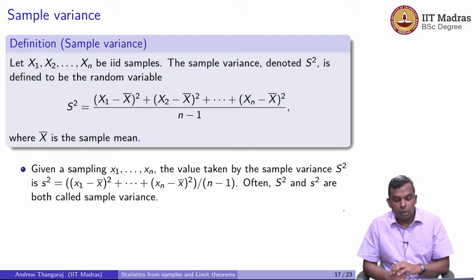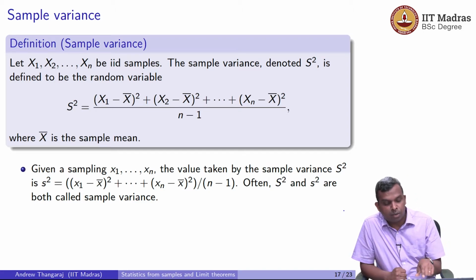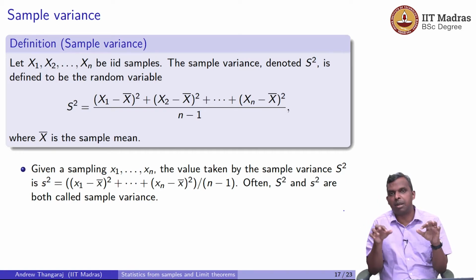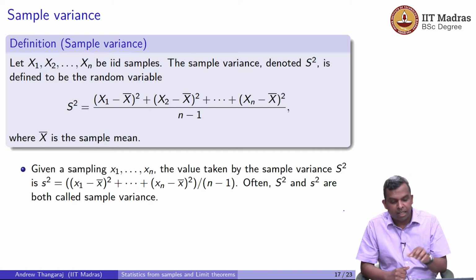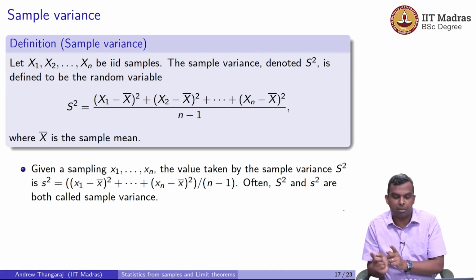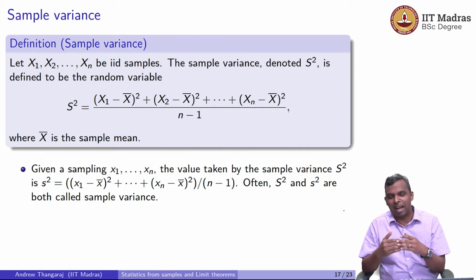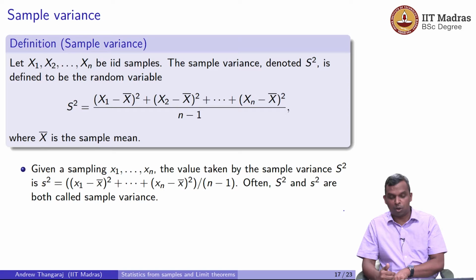So how do you calculate the sample variance? Given a particular sampling x1 to xn, you first find small x bar, the sample mean. You add up all the xi's and divide by n, and you get the sample mean. Then you take (x1 minus x bar) squared plus ... plus (xn minus x bar) squared, divided by n minus 1, and you will get the sample variance. These are calculations you have done before in your statistics 1 class. Often the actual instance is also called sample variance, and the random variable is also called sample variance, but you should remember the difference when people talk about these things.